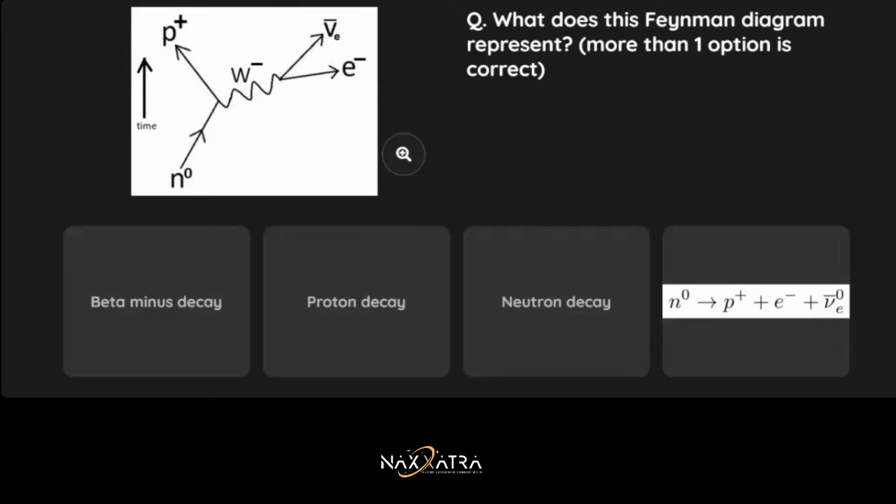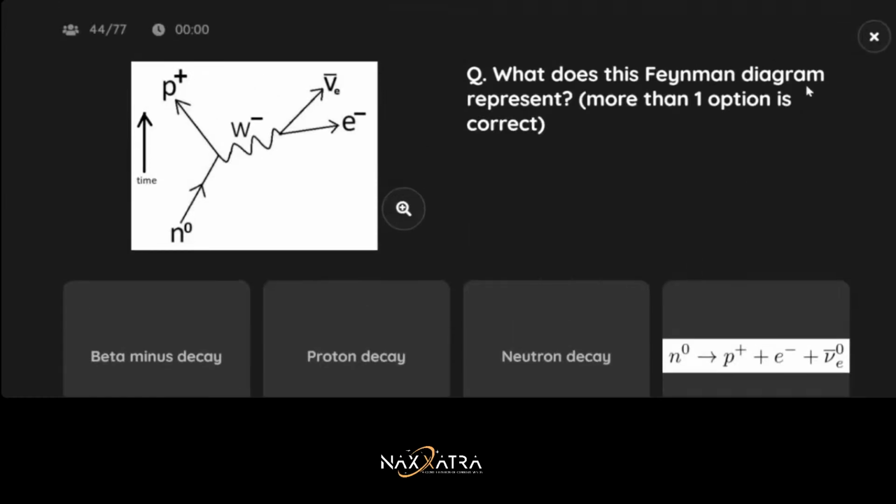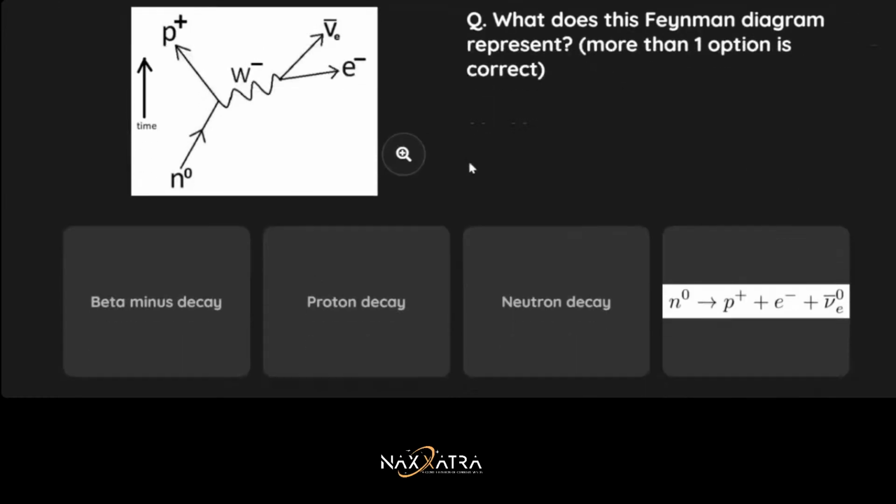And it is also beta minus decay, because an electron is being ejected. If you see any beta minus decay, the main reaction is the same: the neutron of that nucleus becomes a proton and emits an electron. So that is beta minus decay, and that is nothing but neutron decay and this fourth option as well. So the first, third, and fourth options, all three, are correct.